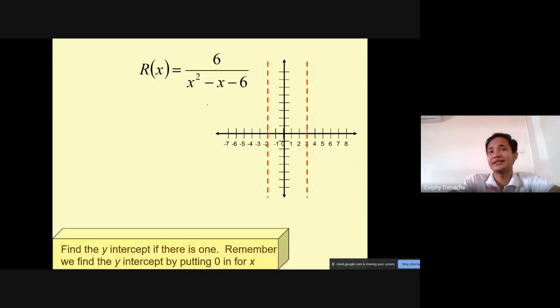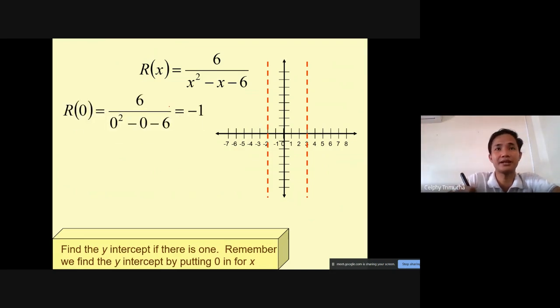Next thing to do is to find the y-intercept, if there is one. Remember, we find the y-intercept by putting 0 in for x. So we put 0 in place of every x. What remains is 6 divided by negative 6, so that will be equal to negative 1. Okay, that's our y-intercept.